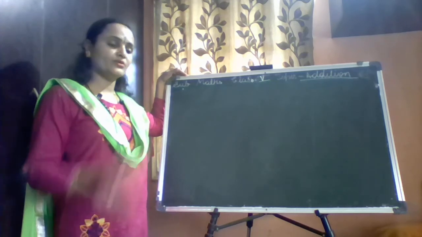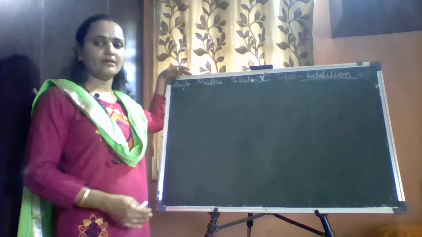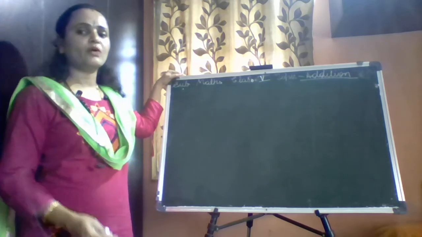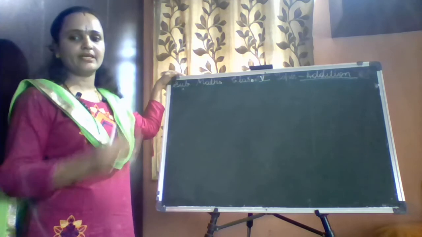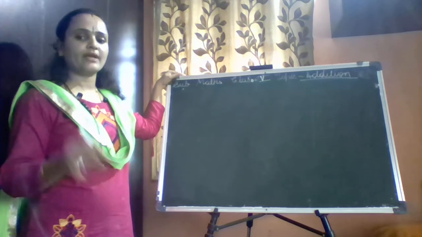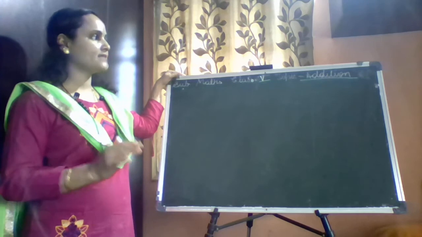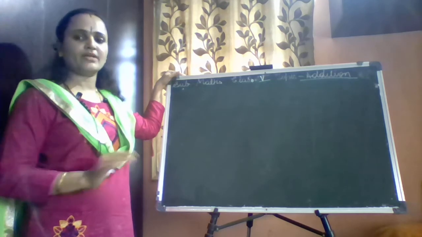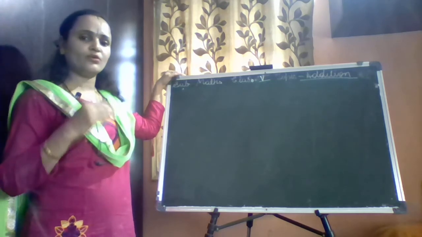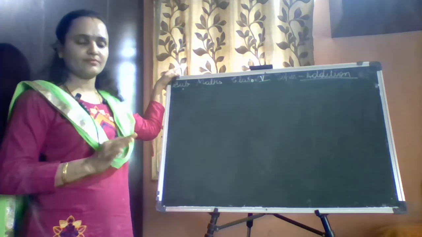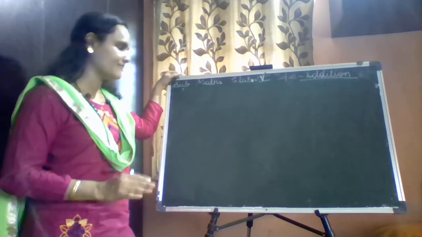Then I showed you how to insert commas in a 5-digit number in the Indian system of numeration, how to arrange the numbers in ascending and descending order, and how to write the number name for a 5-digit number. Now this particular chapter, addition, is only about addition. You must know how to add, but here the addition will be for 5-digit numbers. So we'll straight away start with the chapter.